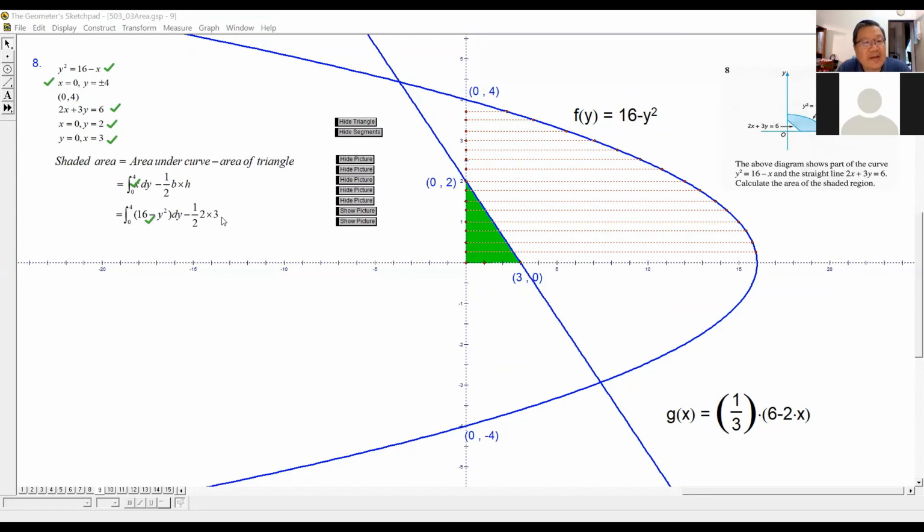Now the next one is the area of the triangle. You see the height of the triangle here is 2, and the base of this green triangle is 3. So it's half times 2 times 3. If you want to integrate this line, what is the equation of this line? 2x plus 3y equals to 6. It's quite difficult to integrate. So I don't suggest that you go and integrate this line. You just use the area of the triangle.